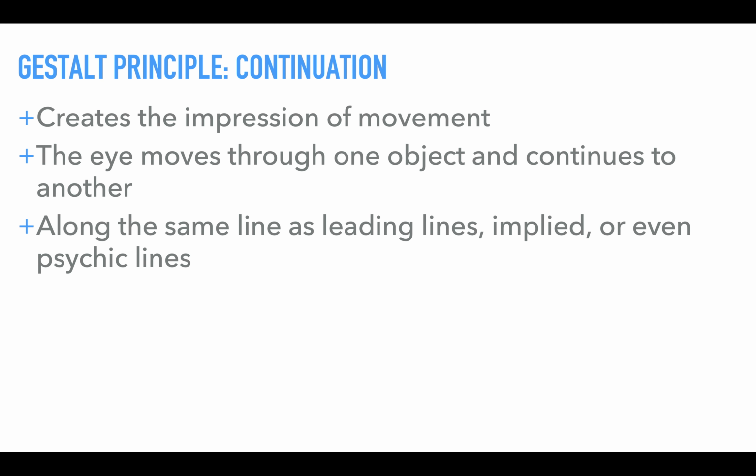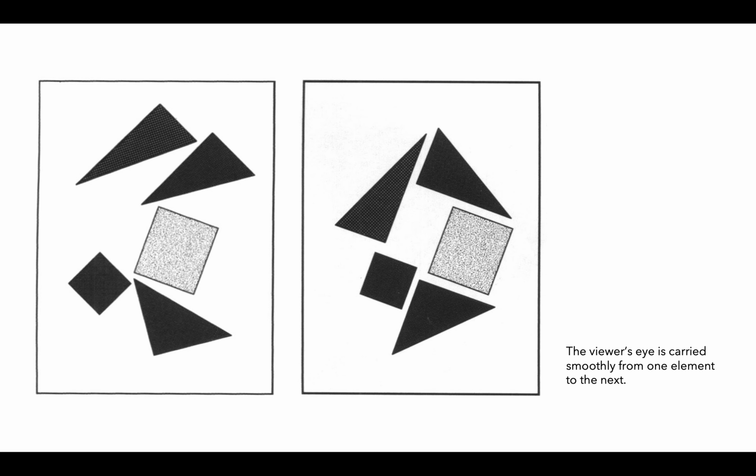Continuation guides the viewer through, thinking of one object and going to the next. And we've looked at these a lot with leading lines, implied lines, or psychic lines. How can we use those? Continuation is helpful as designers and to build unity. If you look at this square as the first component, you might go up or down, but the triangles are pointing in a completely different direction. So you want to pay attention to how you might rotate those to guide the viewer. You're still showing the same elements, but how do you guide the viewer around?